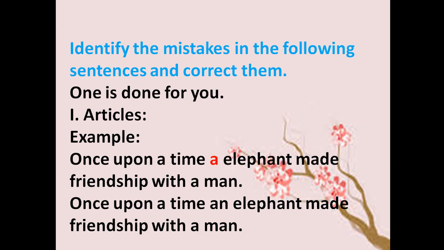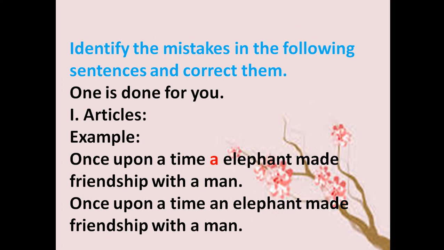Identify the mistakes in the following sentences and correct them. One is done for you here. First of all, we are going to articles now at the start. So you know how many articles are there in English. There are 3 articles, a, an and the. So we need to use them properly. I think you already know the use of these articles, where to use and how to use them.